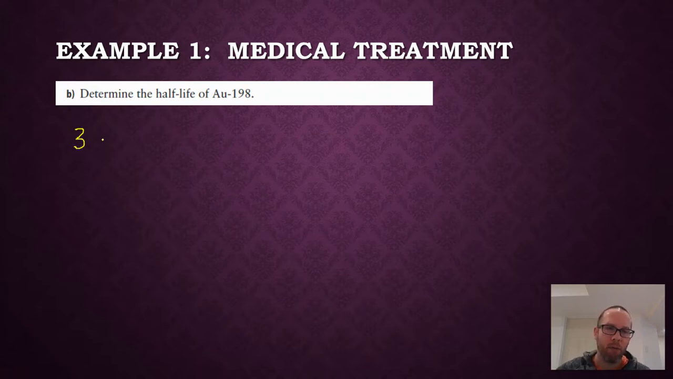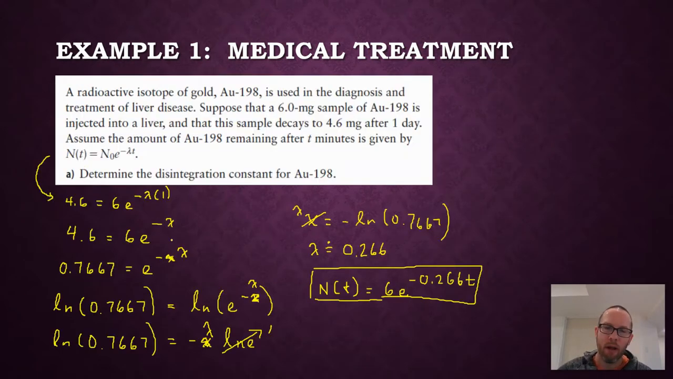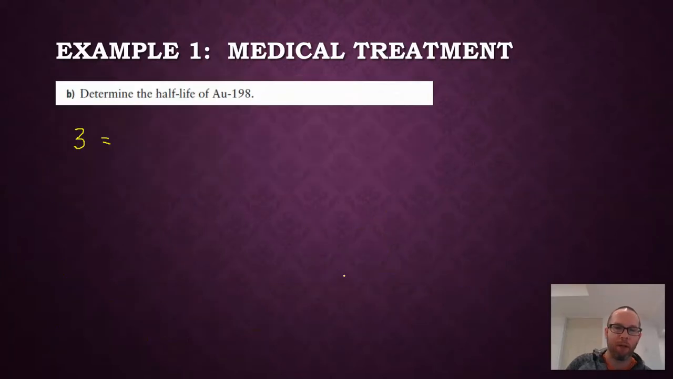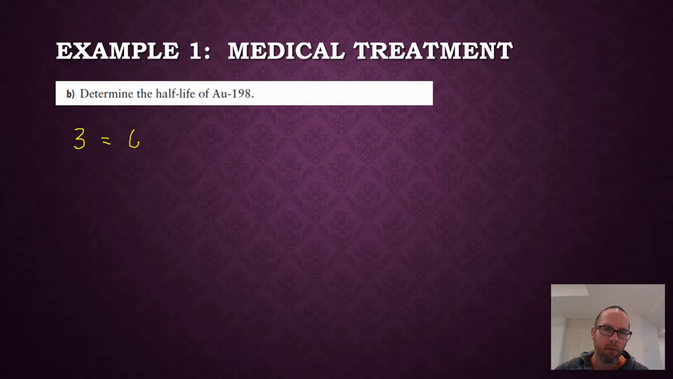And we're concerned about when, so just to flip back, we have our equation. Now we want to know, when is N of t going to be 3? What value of t gives us 3, half the amount? So we're going to plug in 3 to our equation. 3 equals 6 e to the negative, I think it's negative 0.266 times t. And we're going to solve this equation for t.